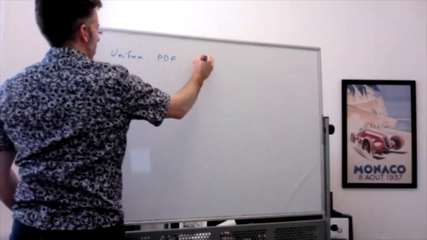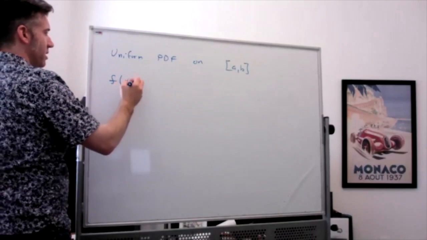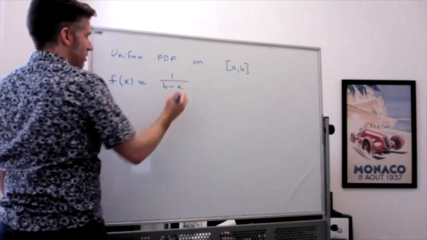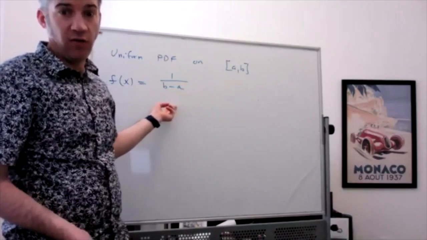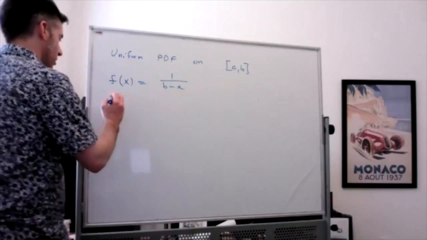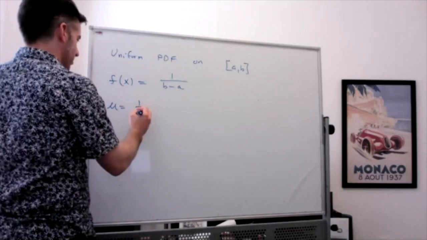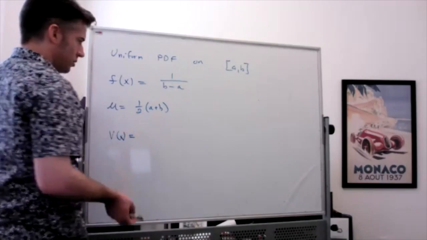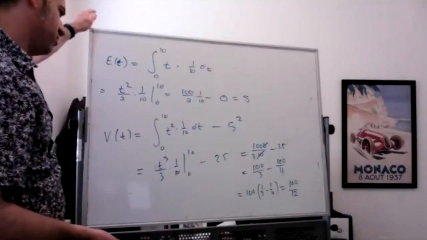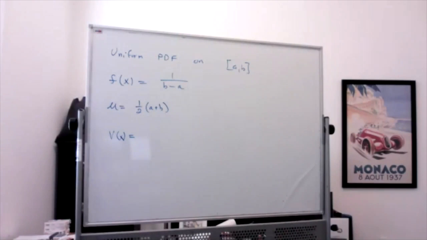PDF on the interval from A to B. First of all, the PDF is equal to 1 over B minus A, right? It has to be, so that this length, which is B minus A, times this height, which is 1 over B minus A, multiplies together to get 1. The mean is equal to the average of A and B. And the variance is, I believe, 1/12 times B minus A squared. I should look in the book, just to be sure. That's certainly what I think it is, but it's always good to check.